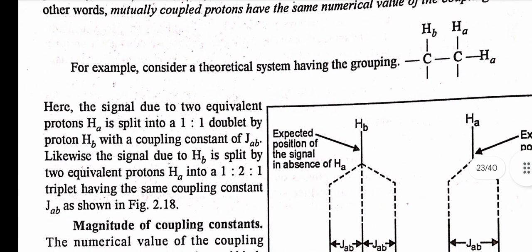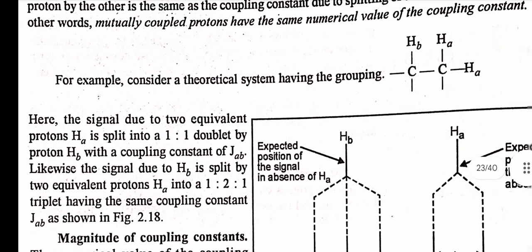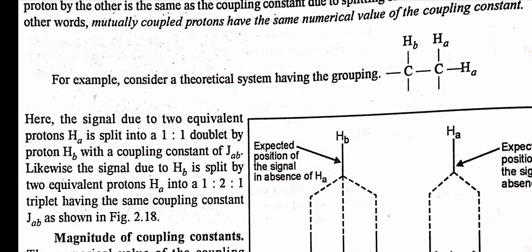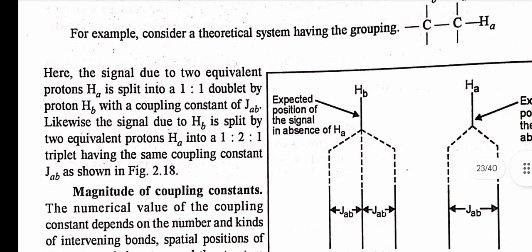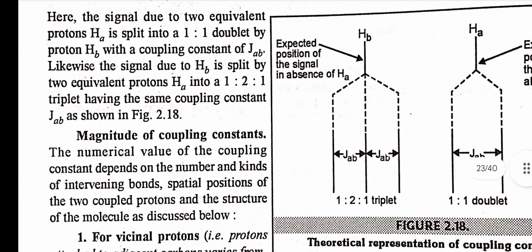For example, consider a theoretical system having the grouping CHB, CHA and CHA. Here the signal due to the two equivalent protons HA is split into a 1:1 doublet by proton HB with a coupling constant of JAB. Likewise, the signal due to HB is split by two equivalent protons HA into a 1:2:1 triplet having the same coupling constant JAB, as shown in figure 2.18.